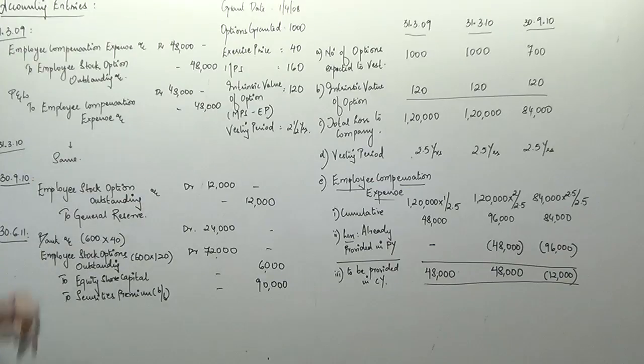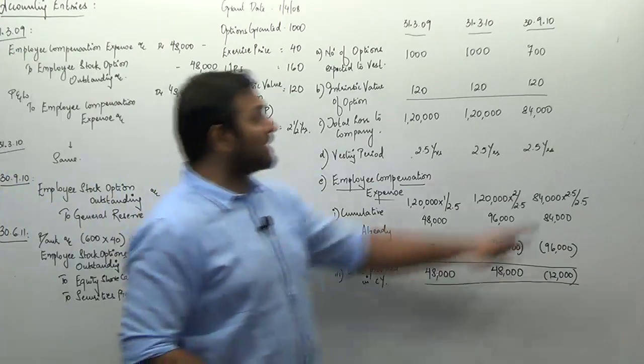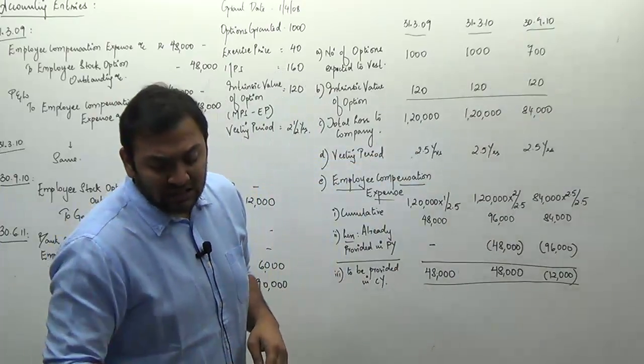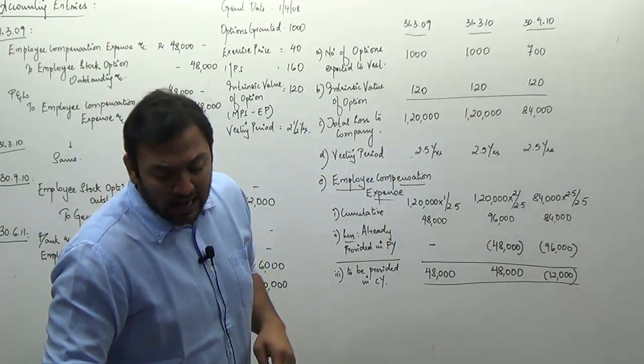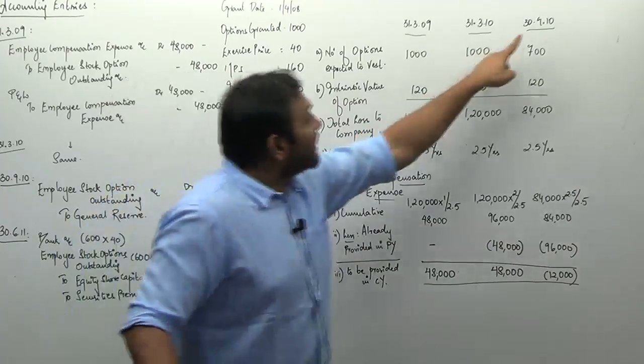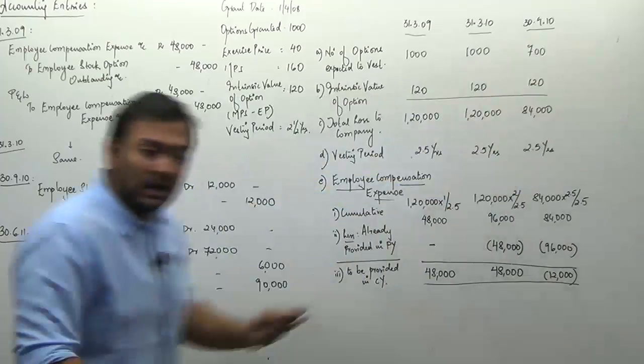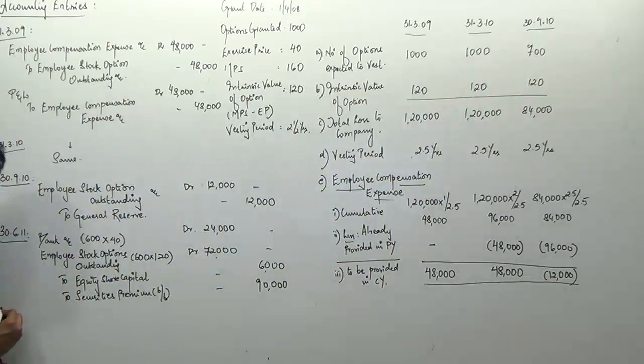What is the end of the exercise period? When did the options vest? 30th September 2010. What is he saying? With a vested option, they have an exercise period of 1 year. That means I can exercise these options before 30th September 2011. But however, I did not. So on 30th September 2011, that is the end of the exercise period, 100 options which were vested were unexercised.